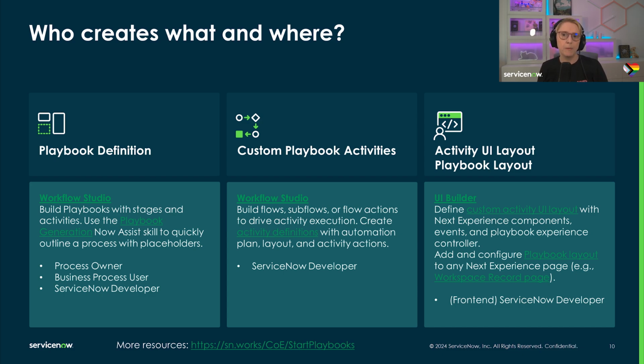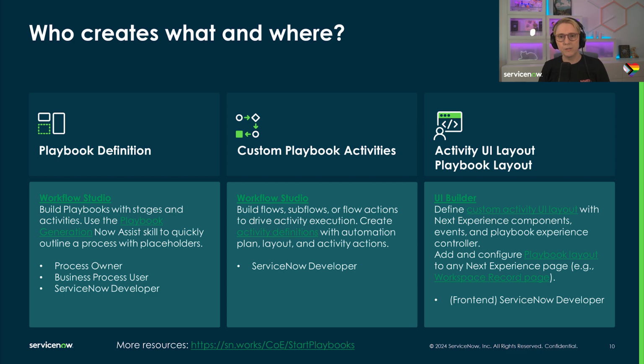As playbooks consist of multiple parts, different developers with different skill sets will perform these tasks in different builders. First, playbooks can be built by developers of various skill levels in Workflow Studio. Process owners and business process users can map out their process lifecycle with placeholders and pre-made activities in sequential or parallel stages. Use Now Assist Playbook generation to accelerate the outline generation. Experienced developers can build full playbooks and replace placeholders created by citizen developers or playbook generation, and they can review and validate the playbook before publishing it.